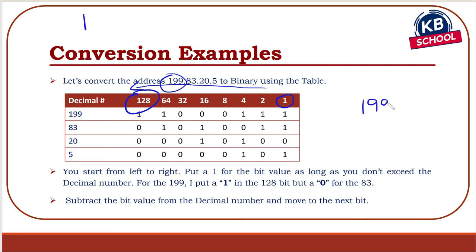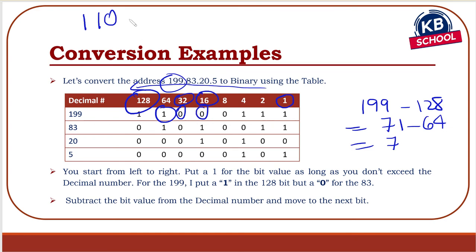So as soon as you use 128, 199 minus 128, I will get a 71, I believe. So 71, again, I'm going to use a 64 over here. If I subtract 64 from 71, I get a 7. So 32 is too much, so put a 0. 16 is too much, put a 0. 8 is too much, put a 0. Then I have 4. Yeah, I can use 4.